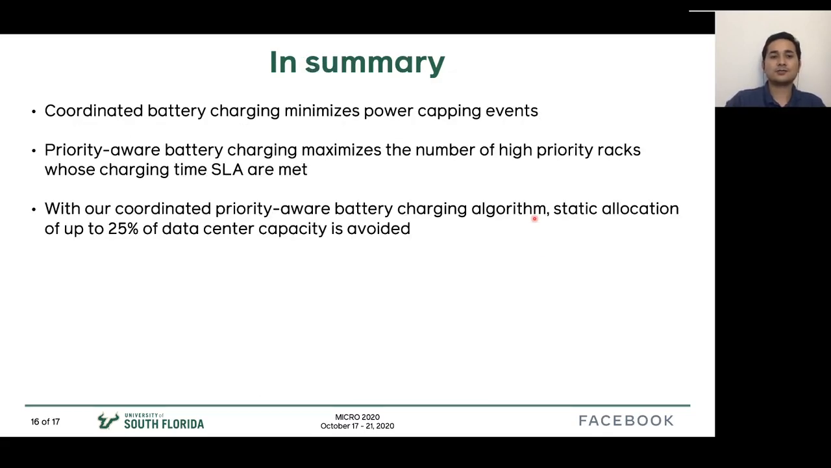In summary, coordinated battery charging minimizes server power capping events in data centers. Priority aware battery charging maximizes the number of high priority racks whose SLA are met. And with our coordinated priority aware battery charging algorithm, static allocation up to 25% of data center power capacity is avoided, which would have been wasteful.